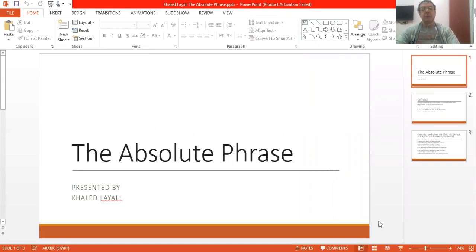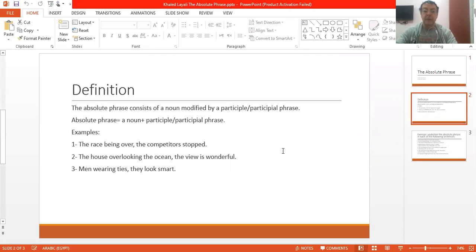So, today we would like to talk a little bit about the absolute phrase, what it is, having some examples on the absolute phrase, and doing a little exercise together to show its meaning. Okay, so definition. The absolute phrase consists of a noun modified by a participle or a participial phrase.